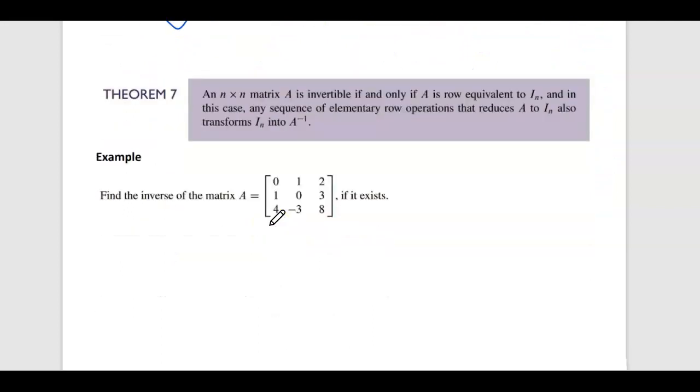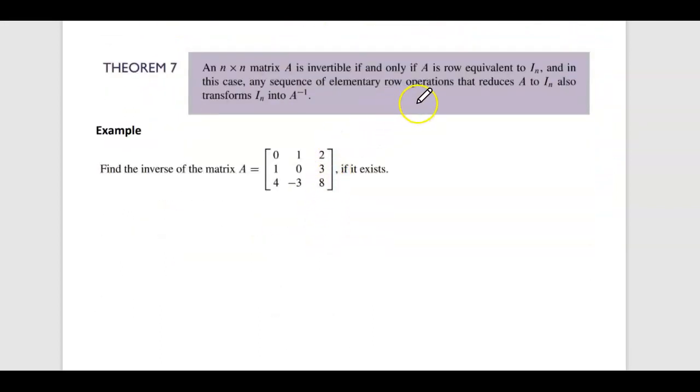All right, so A is only going to be invertible if and only if it is row equivalent to I_n. And so if you have any type of elementary row operations that reduce A to I_n, then we're going to end up finding out that that gives you your inverse matrix. Now there is something that I did not copy over from the book, as to the algorithm that you're going to use to do this.